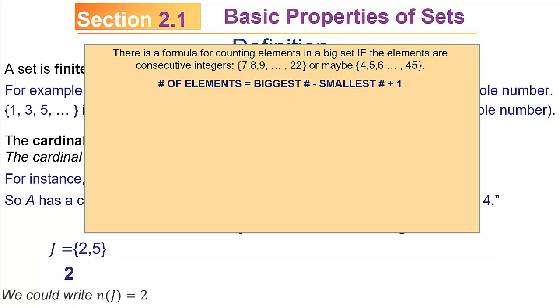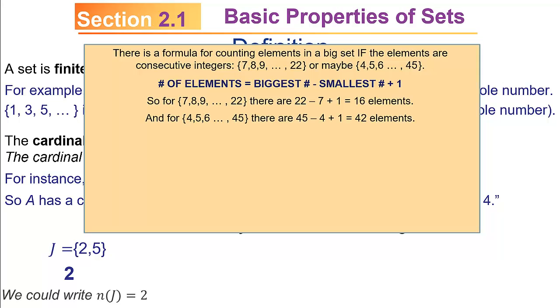and that is to use this formula. The number of elements in a set of consecutive integers is simply the biggest number minus the smallest number plus 1. So for that 7, 8, 9, all the way to 22, you would take 22 minus 7, the biggest one minus the smallest one, and add 1. And that would come out to be 16. If you don't believe me, count them out and see. There are actually 16 elements in that set.